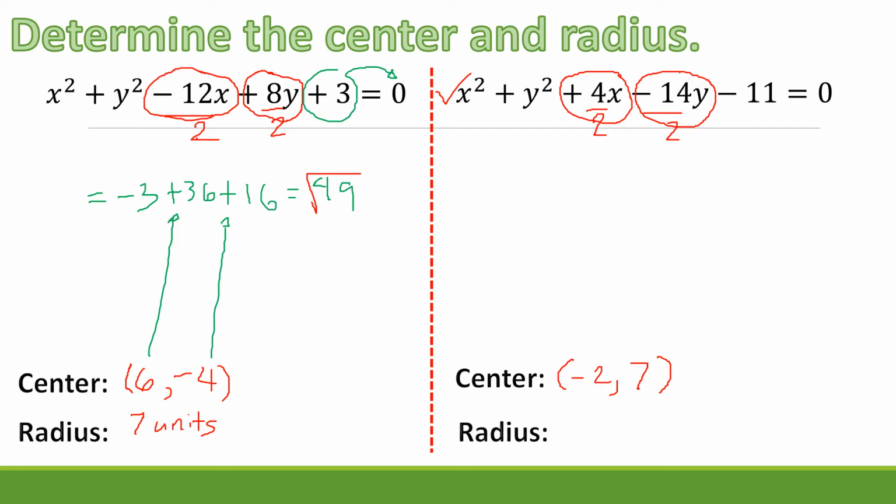Again, for the radius, step 1, we transpose the constant term to the other side of the equation. So here we do have negative 11 becoming positive 11. So equals positive 11. Then we add the square of the coordinates that we had from the center. So we do have negative 2 times negative 2 is positive 4. And 7 times 7 is 49.